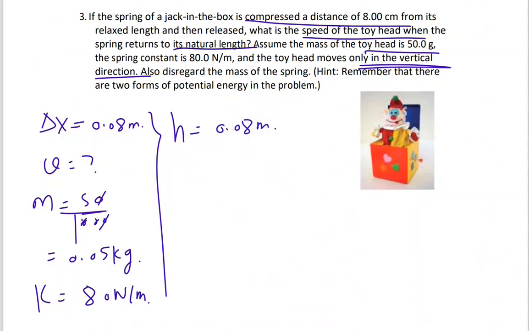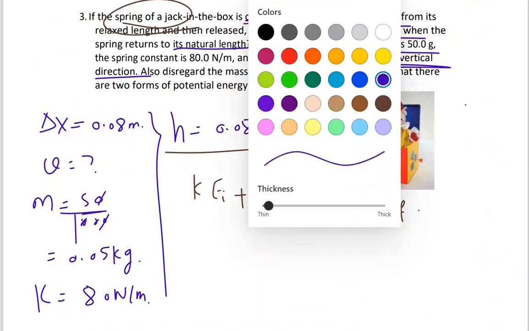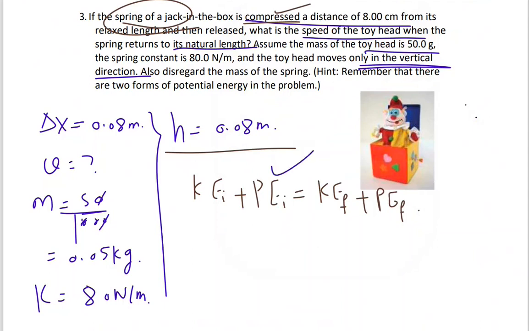Okay, so let's try the formula now. Conservation of energy: kinetic energy initial plus potential energy initial. We don't have work, we don't have energy lost, so we'll ignore work and energy lost. This will equal kinetic energy final plus potential energy final. Now, at the beginning, the spring of the jack in a box is compressed, so I have elastic potential energy initial. There is no kinetic energy.